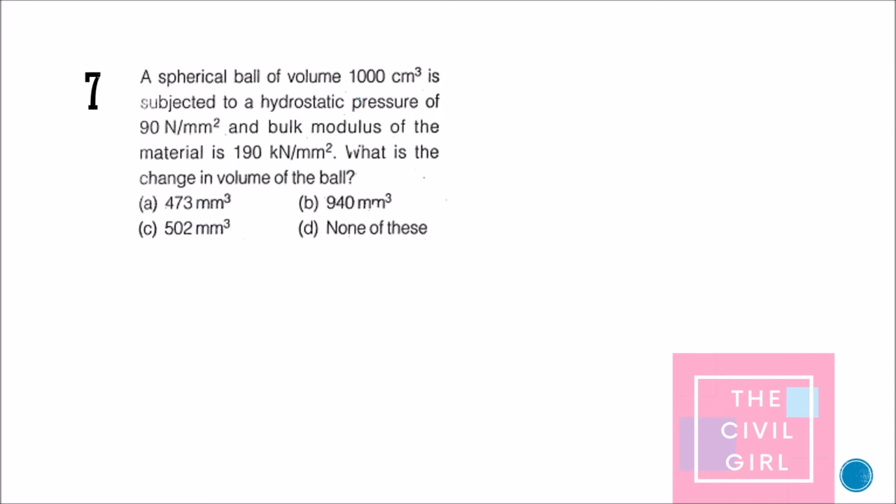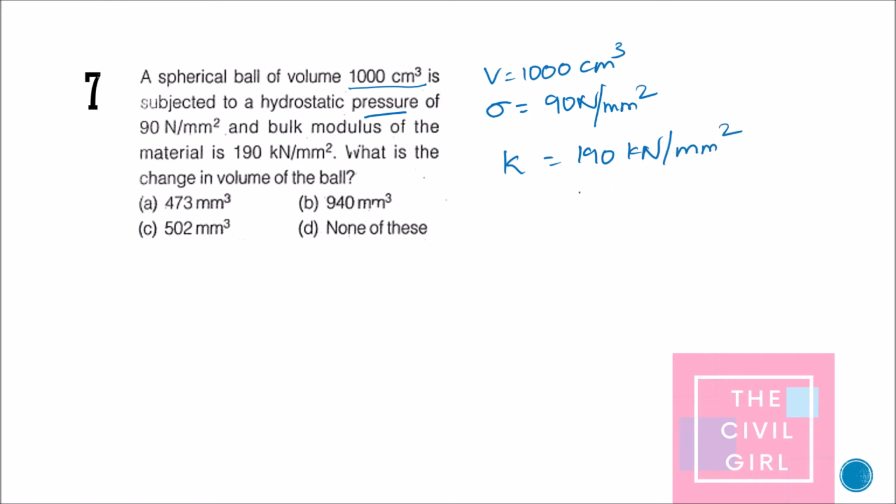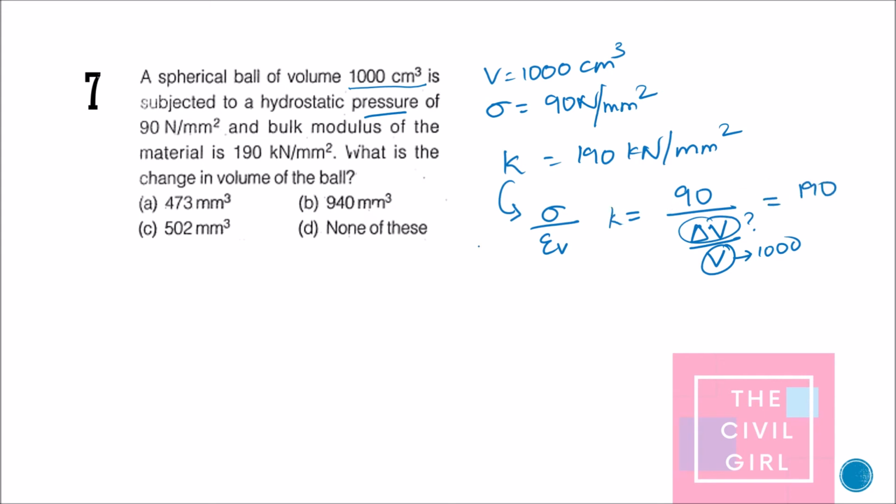The spherical ball of volume 1000 centimeter cube is subjected to a hydrostatic pressure of 90 Newton per mm square, and the bulk modulus is equal to 190 kilonewton per millimeter square. What is the change in volume of the ball? So what is bulk modulus? It is stress divided by volumetric strain. So this becomes, stress is 90 divided by volumetric strain, which is change in volume by original volume. We know the original volume, it is 1000, and change in volume is what we have to find, and this is equated to 190 because this is equal to K. So the change in volume is somewhat equal to 473 millimeter cube.